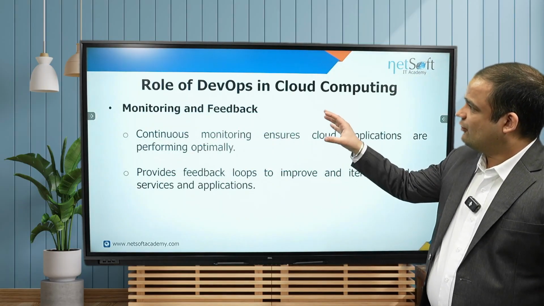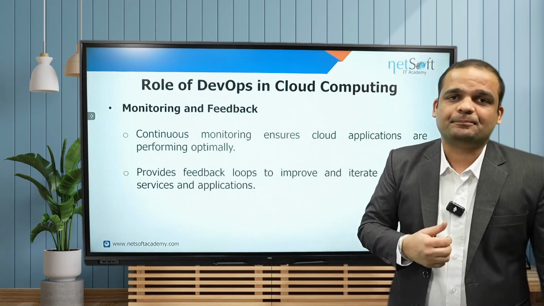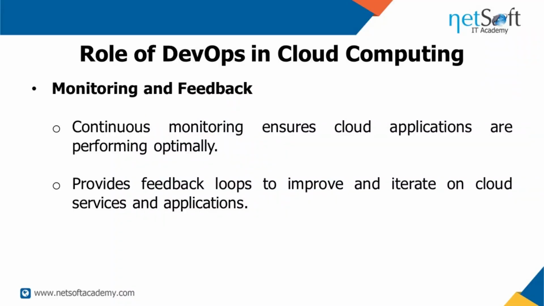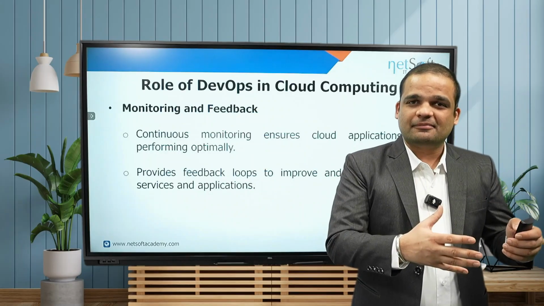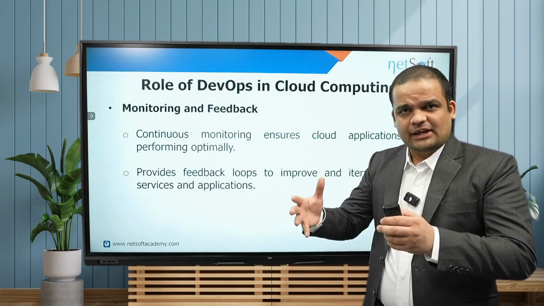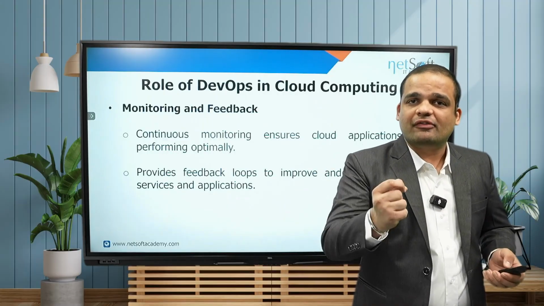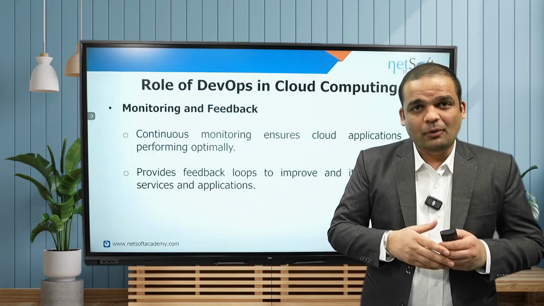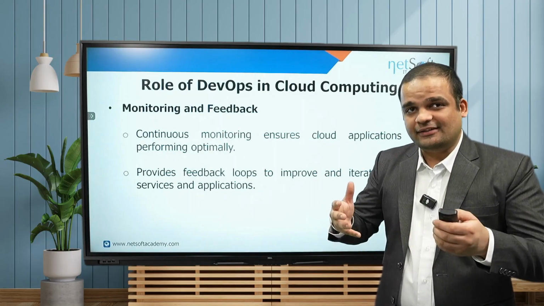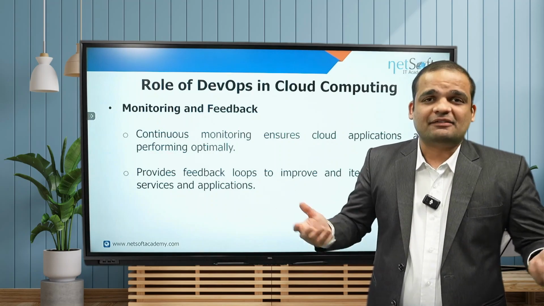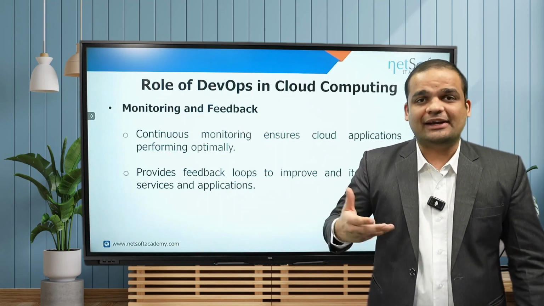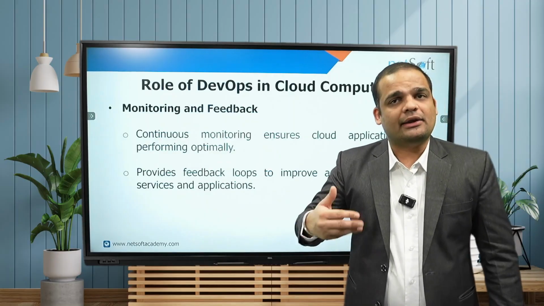Now, the role of DevOps in monitoring and the feedback loop. Well, continuous monitoring ensures that cloud applications are performing as expected. So they are performing in a very reliable way. Now, this feedback loop provides insight into the performance of the application, allowing your teams or departments to make data-driven improvements. So, if they see something, only then they can improve that. Otherwise, they will not know, or they will never get the idea what needs to be improved and how soon it needs to be improved.